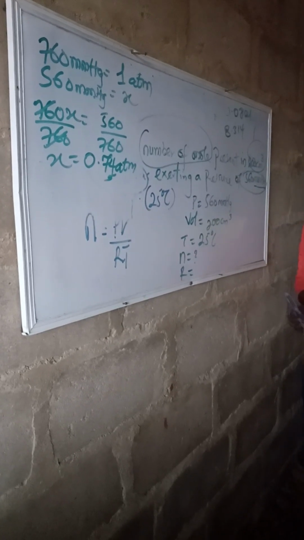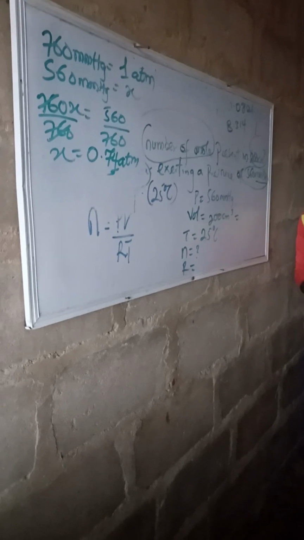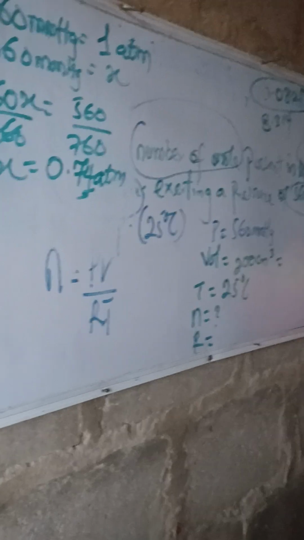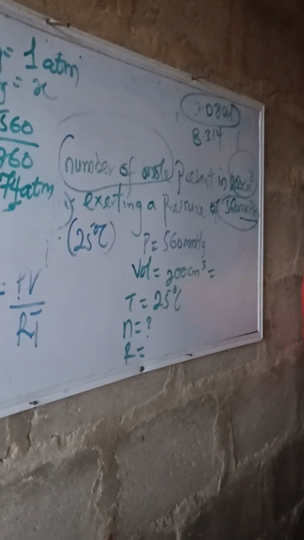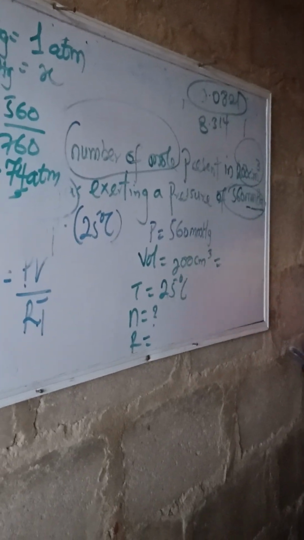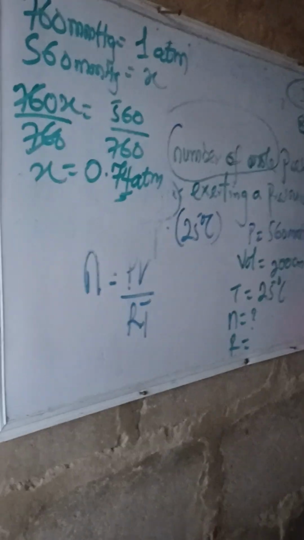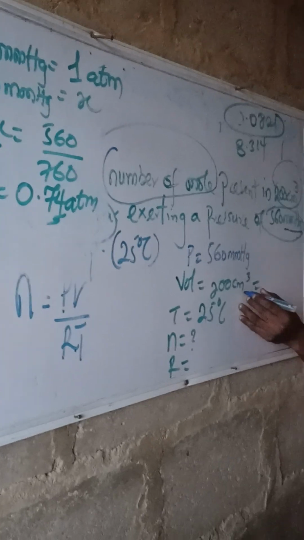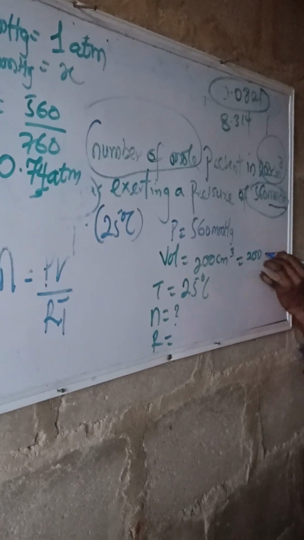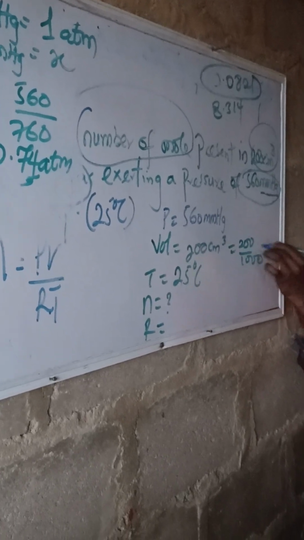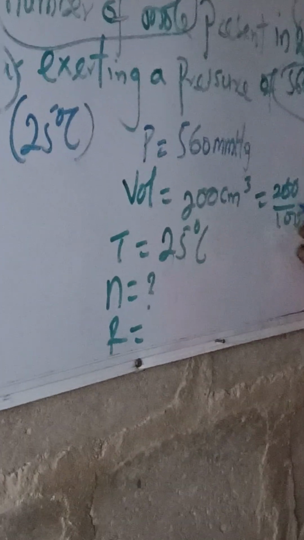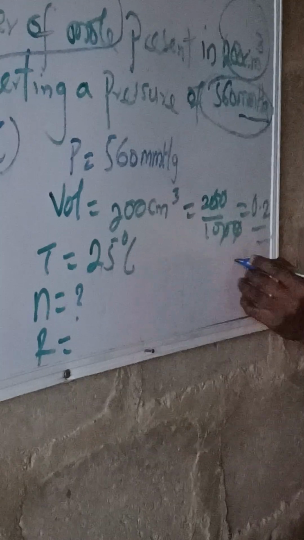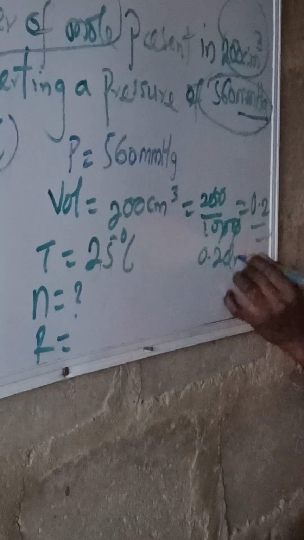Convert the following. Why are we converting? It's because of this formula that we want to use. It is compulsory you convert. Convert volume to DM cubed. Convert pressure to ATM. Are we together? This will now be 200 divided by 1000. 2 divided by 10. Is it not 0.2? 0.2 DM cubed.